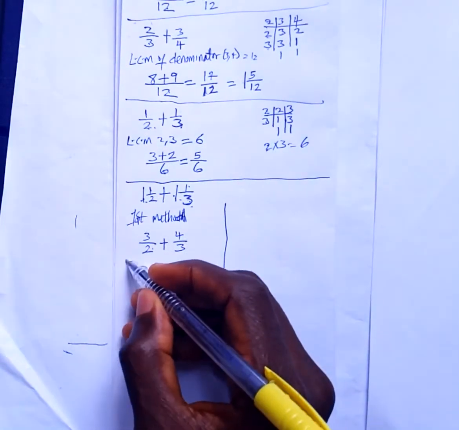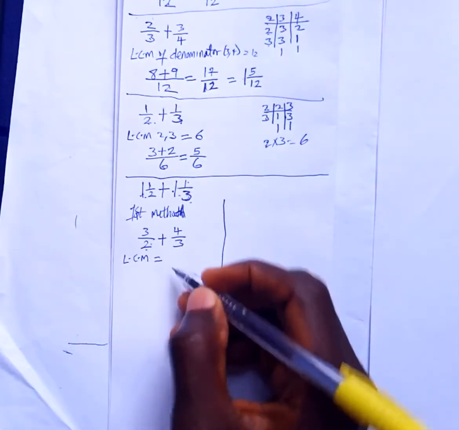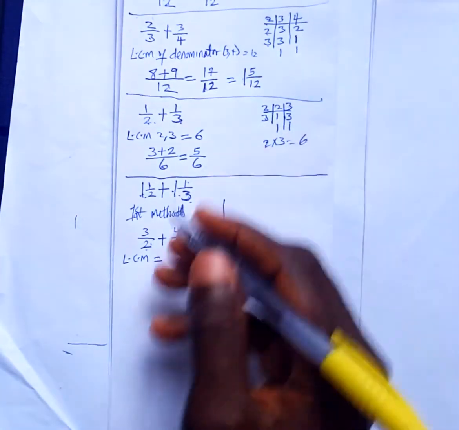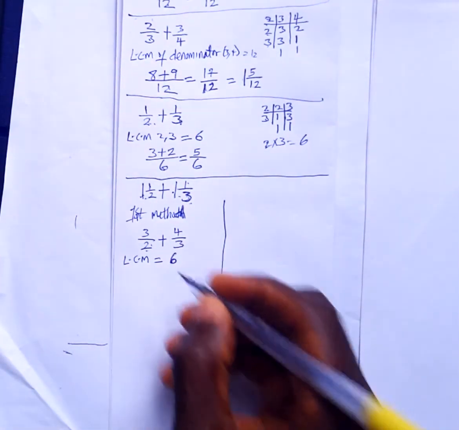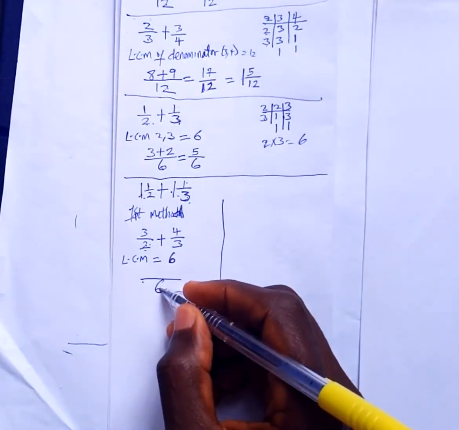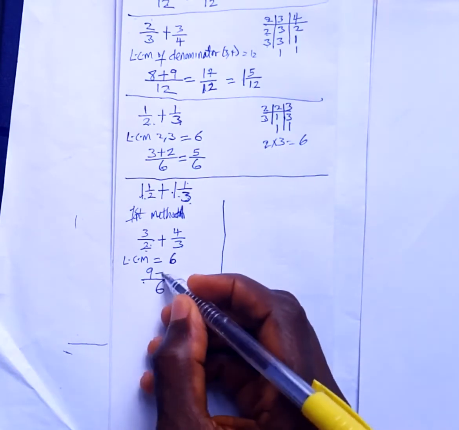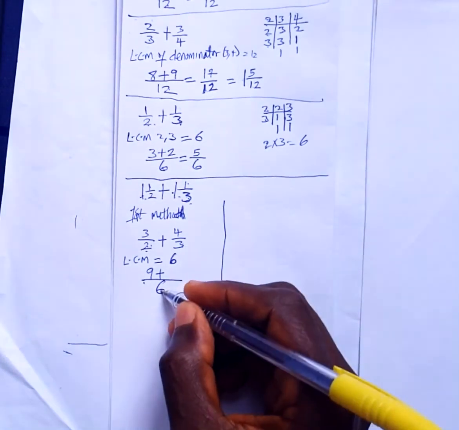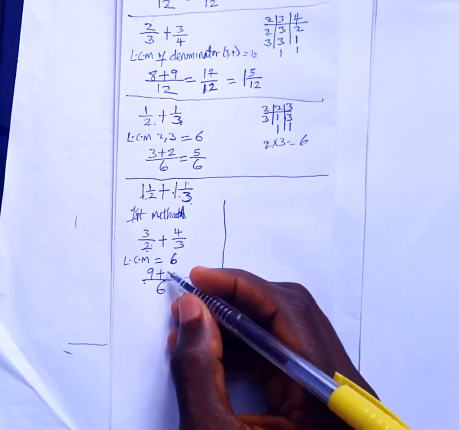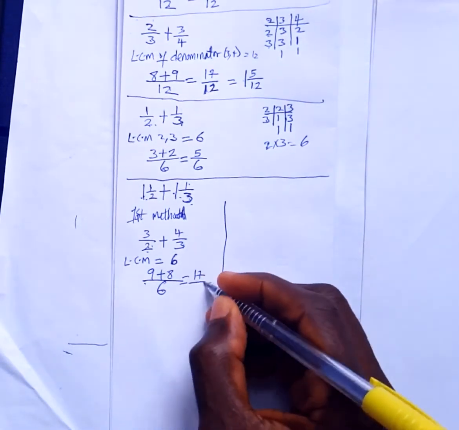The first thing we are going to do, like I told you, is find the LCM. The LCM of 2 and 3, we have done it here, is 6. So you find the LCM, you write 6. 2 in 6 is what? 3. 3 times 3, 9. Plus 3 in 6, 2. 2 times 4, 8. So we have our what? 17 over 6.